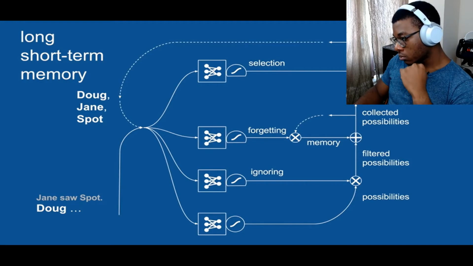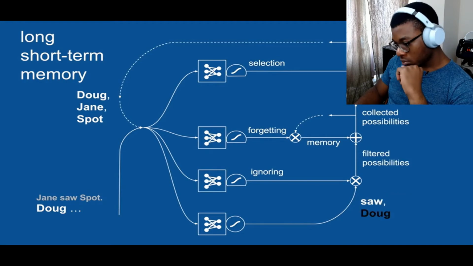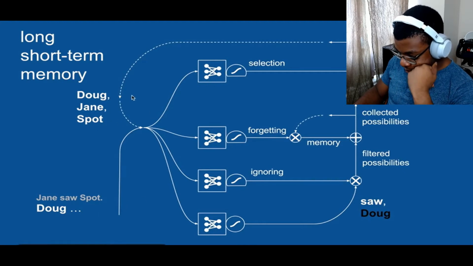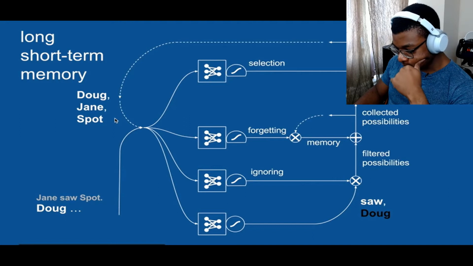So we have our new information, which is the word Doug. We have our recent prediction, which is Doug, Jane, and Spot. And we pass these two vectors together to all four of our neural networks, which are learning to make predictions, to do ignoring, to do forgetting, and to do selection. So the first one of these makes some predictions.